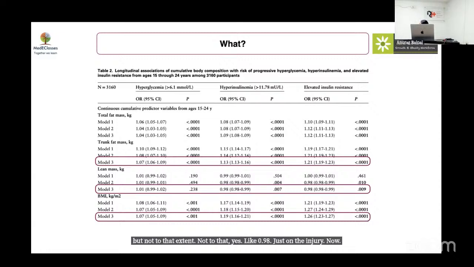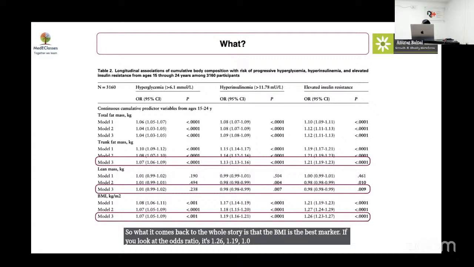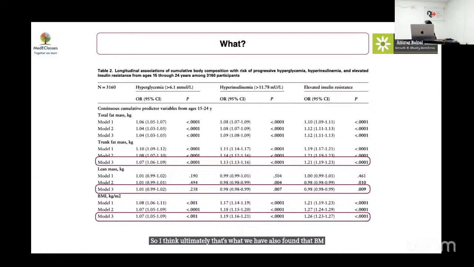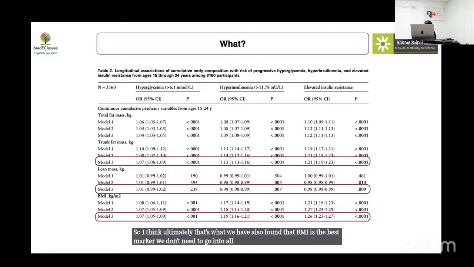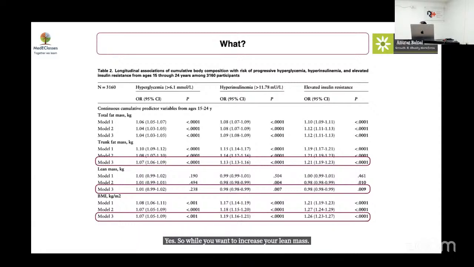Now, which of the parameters is the best predictor? BMI looks like the best predictor. Of all the things that we talk about, these are actually fat mass related measures by DEXA. So the whole story comes back to BMI being the best marker. If you look at the odds ratios, it's 1.26, 1.19, 1.07, against 1.04, 1.09, 1.12. So I think ultimately that's what we have also found, that BMI is the best marker. We don't need to go into all those fancy things like trunk mass or total fat mass. BMI or fat mass is more important than lean mass. So while you want to increase your lean mass, the focus should be more on decreasing the fat mass.